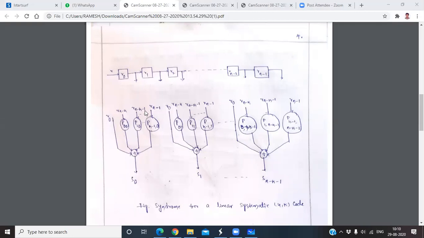Next, first bit is R1, R1, Rn minus k plus 1, and finally Rn minus 1. And last one is Rn minus k minus 1. Following or not? Here R0, Rn minus k plus 1 up to so on Rn minus 1. Here again this is R1. Here R1, Rn minus k plus 1, Rn minus 1. Again here Rn minus k minus 1, Rn minus k plus 1, Rn minus 1.